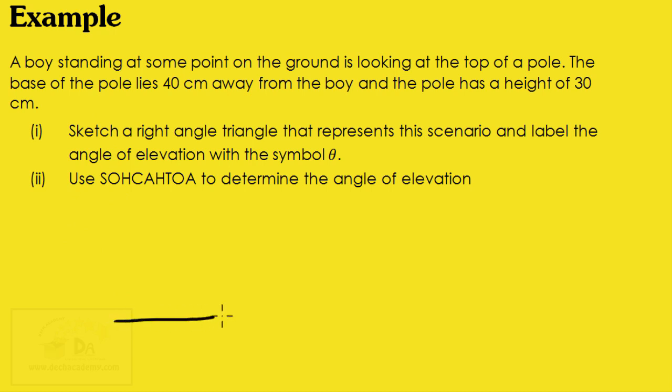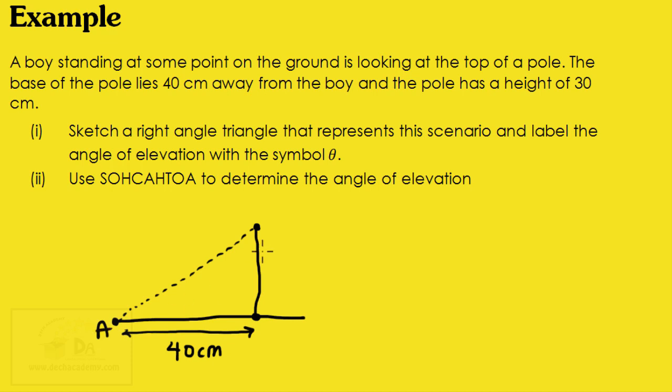We have a ground level. We have a boy standing at some point, and the boy is looking, so his line of sight is upward. He's looking at the top of a pole. So if the pole is here, the boy is looking at the top of the pole. The base of the pole, which is here, lies 40 centimeters away from the boy. So this distance here is 40 centimeters. If I call this point A, call this point B, call this point C, this distance from point A to point C is 40 centimeters. The description also says that the pole has a height of 30 centimeters. So this is the pole, BC is the pole, and it has a height of 30 centimeters.